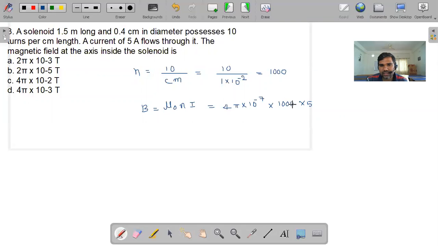Now if you add these three zeros here, 5 fours are 20. So I can write this as 20 pi into 10 power minus 4, or I can write 2 pi into 10 power minus 3 Tesla. So the option is 2 pi into 10 power minus 3 Tesla. This is the right answer.